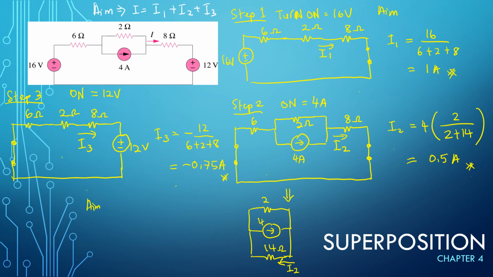Your aim is to find the total current, which is equal to I1 plus I2 plus I3, and this is 1 plus 0.5 plus minus 0.75, and the answer is 0.75 ampere. Okay, with that I think that's all, and thank you.